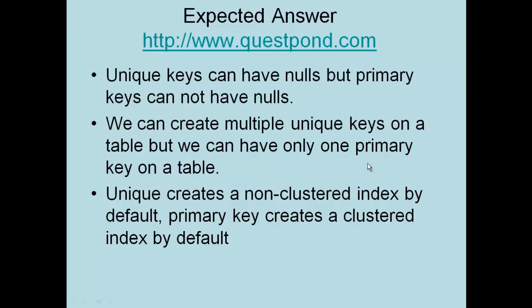So in order to answer this question completely, you have to talk about 3 points. First one is, unique key can have nulls, but primary keys cannot have nulls. Second is, unique keys can be created on multiple columns. In other words, one table can have multiple unique keys, while you can have only one primary key on a table. And the final one is, unique key creates a non-cluster index by default, while the primary key creates a cluster index by default.